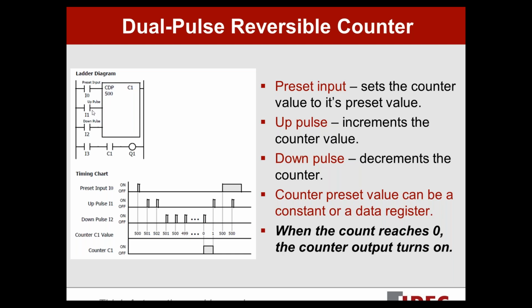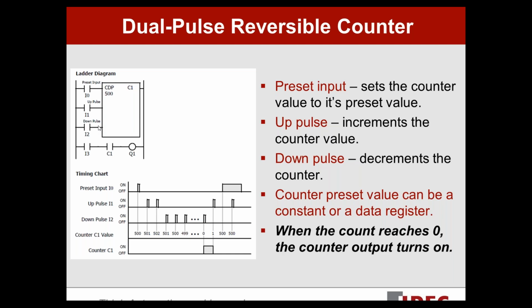The next 2 are the up pulse, and in this example, it's looking at input 1, and the down pulse is looking at input 2. Whenever we get a pulse on input 1, the counter will increment by 1. Whenever we get a pulse on input 2, the counter will decrement by 1. Just like the adding counter, it doesn't matter how long the up pulse or the down pulse stays on for. We're just looking for the transition, just looking for them to turn on.